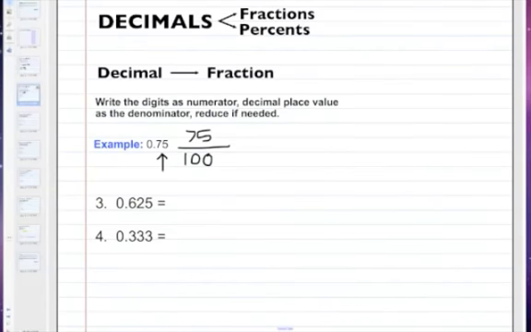And then I would need to check if I can reduce that, and I can. The greatest common factor of 75 and 100 is 25. So if I want to reduce it to lowest terms, I divide by the greatest common factor, and I would get 3/4. Now I want you to try problems number 3 and 4. Convert those decimals to fractions using the steps I just demonstrated. Press play when you're ready to check your work.